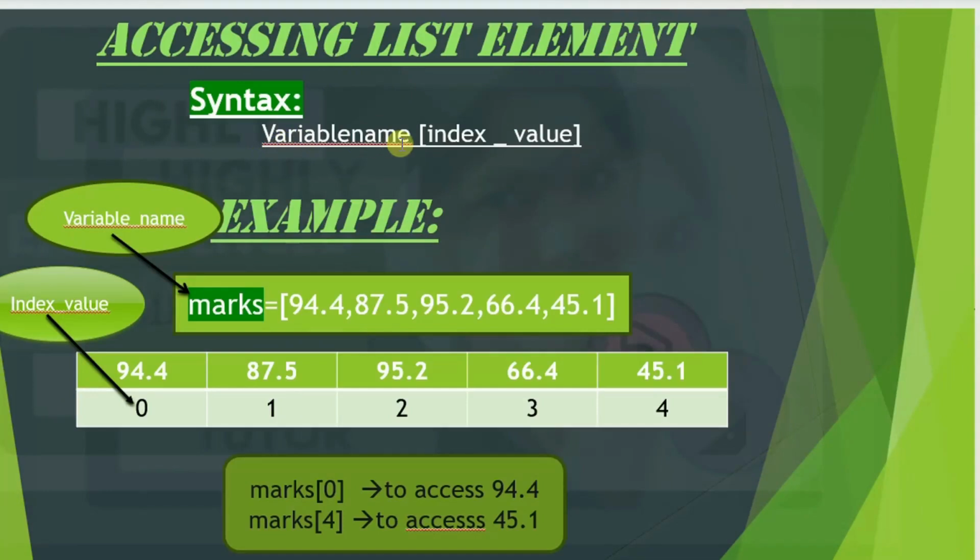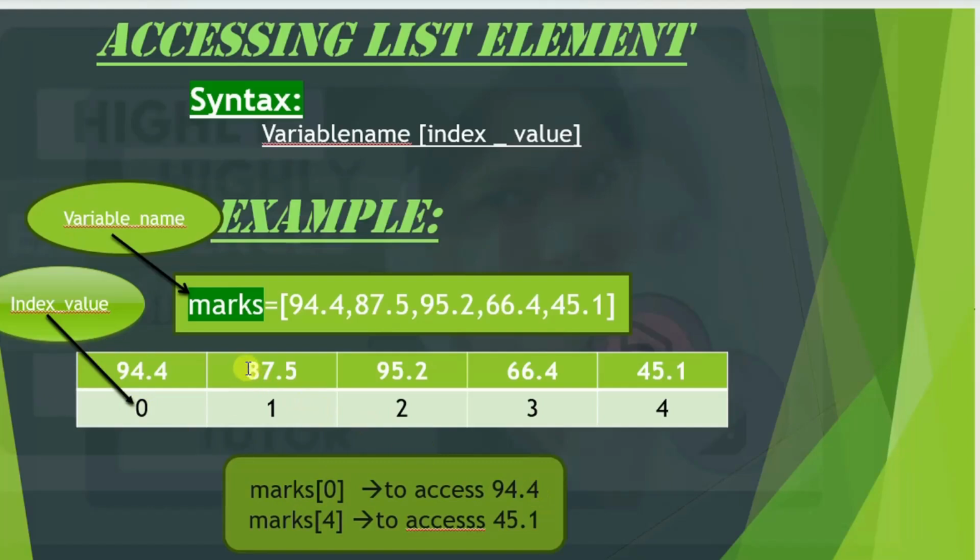At first we will write the variable name and then the index value. We have an example: marks is equal to 94.4, 87.5, and so on, but these are floating point values. It means 94.4 is represented by 0, and the indexes run 0, 1, 2, 3, and 4. If I want to access the first element, then at first we will write the variable name, which is marks, and then inside the square brackets, I will use the index value, which is 0. So in this way, we can access 94.4.